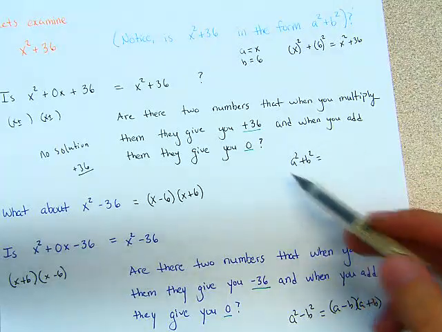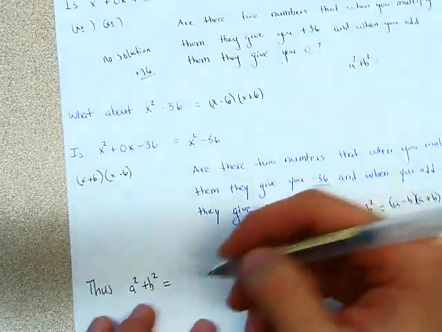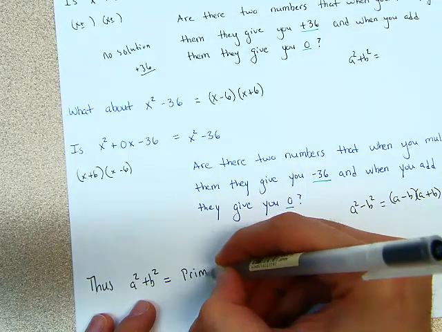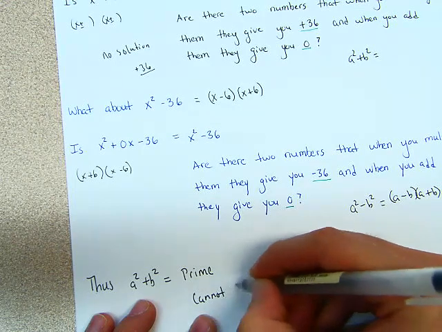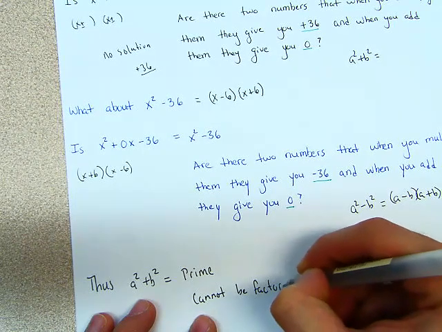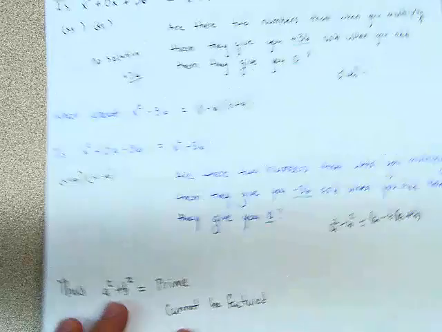I thought this was important to see. So a squared plus b squared is what we call prime. This basically means it cannot be factored. Okie dokie, cannot be factored.